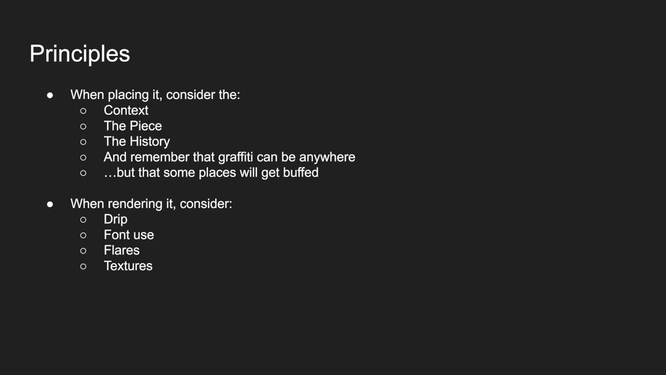And some of the principles that we've covered: when you place it, consider the context, the world around it, the location, the piece itself, how it's rendered, what its intention was with its creation and where it should go, and the history of the wall and the space and how that might affect the development or adaptation of the graffiti for it. Remember that graffiti has a very wide reach and can be basically anywhere you want it to be. But also remember that some places will get buffed and that the government or the people who are maintaining areas typically don't want graffiti, and it's something to keep in mind.